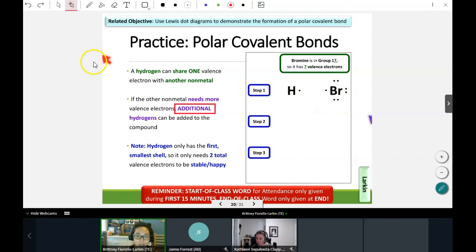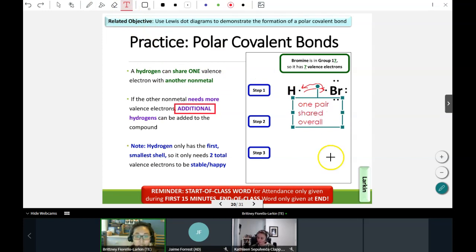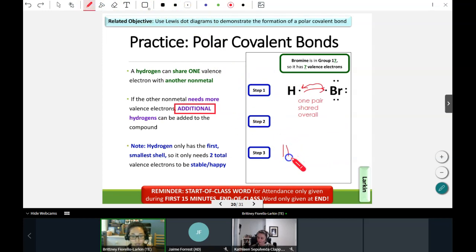Let me go ahead and pause those tools. So taking a look here, this one is going to match up here, and this one's going to match up here. So we end up with 1 pair shared overall, and I'm going to draw that as a line. So here's a hydrogen. Here's bromine. Again, I'll keep bromine's other electrons the same, and in the center, I'm going to draw that line.